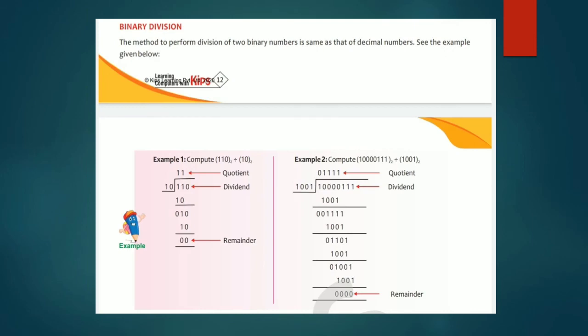The example here in your book, binary division is performed; division of two binary numbers is the same as decimal numbers. See the example here. 110 is a dividend. We divide it by 10 and after division 11 is quotient and 00 is remainder. Other things are the same just like decimal division. Okay.